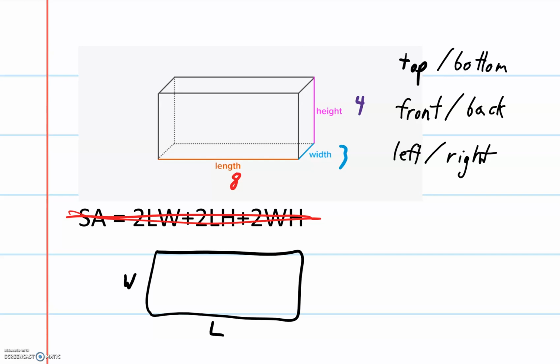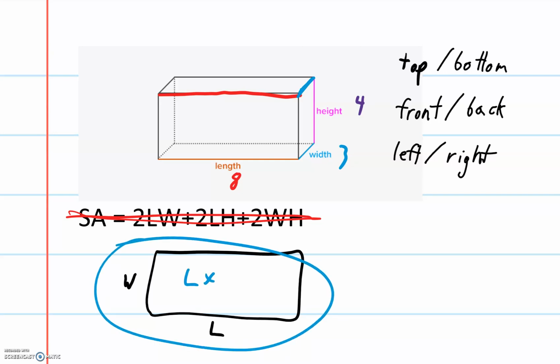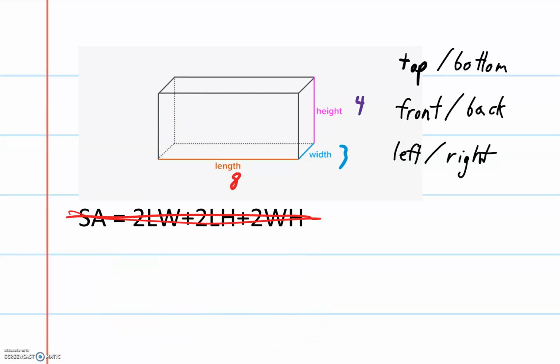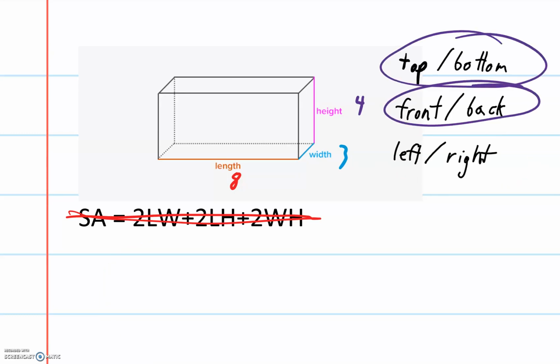If you think about the top, the top is going to have a length and a width, so we can calculate the top with this length times width formula. The bottom also has a width and a length, so we can do the same thing. The top and bottom are the same. The right side has a blue width and a purple height, and the left side has a blue width and a purple height, the same thing again. So we can simplify it and think about it as groups of 2: 1, 2, 3, 4, 5, 6 sides.